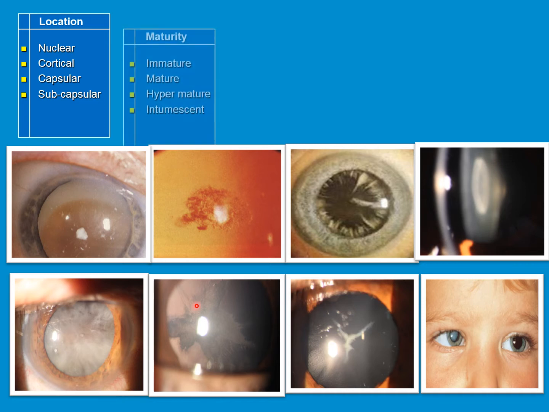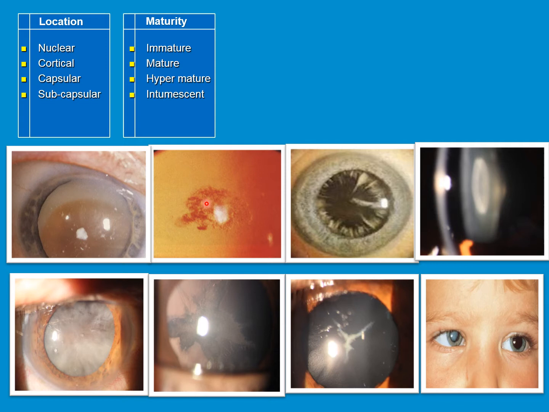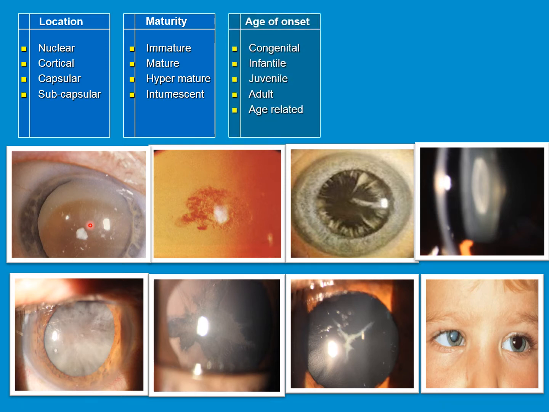The second type of classification we use is the maturity. Now this is an early cataract, so we call it immature cataract. This one is mature cataract, and this last one is hypermature cataract. So you can use classification according to maturity. Another classification is the age of onset. Like this one is congenital cataract, and this one is juvenile cataract. This one is adult cataract, and this one is evolutional or senile cataract.